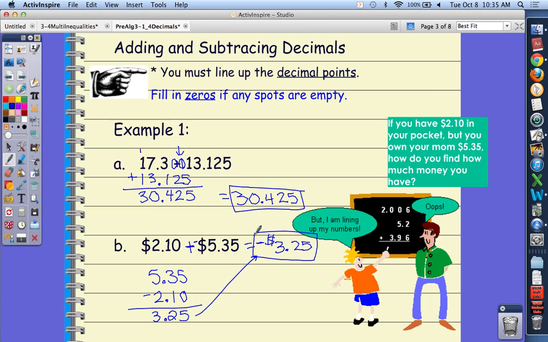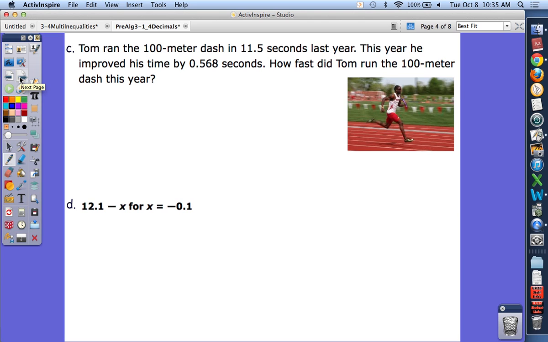And again, look at this graphic. So he says, but I am lining up my numbers. And the teacher or the dad or whoever says, oops, because take a look. He's lining up the side of the numbers, not the decimal points. These are what need to be lined up. Then you just drop them straight down in your answer for adding and subtracting. Let's try 2 more. If you want to try these 2 and then press play to go over with me, you can do that now.